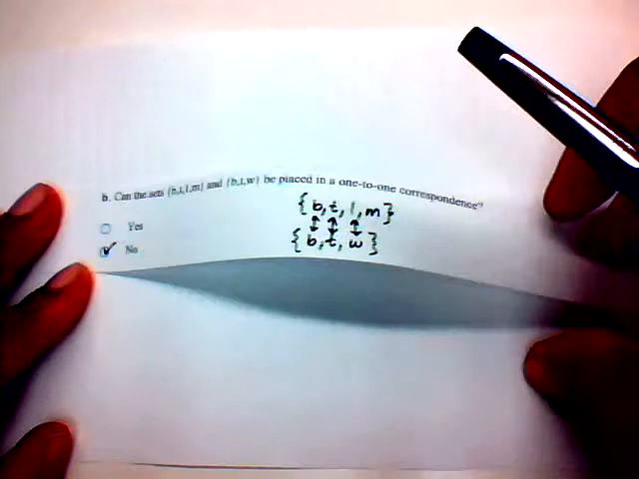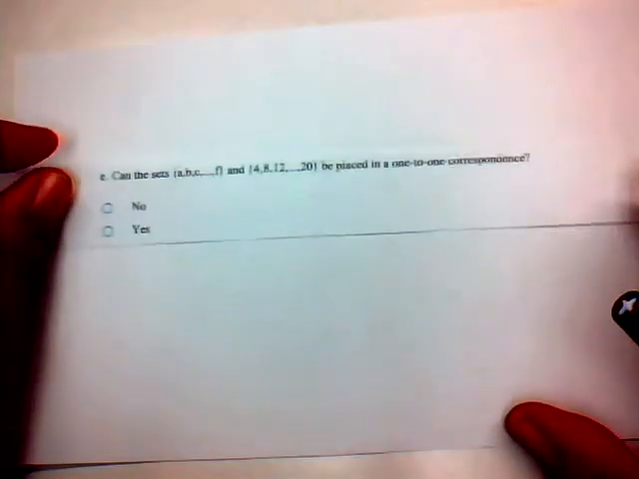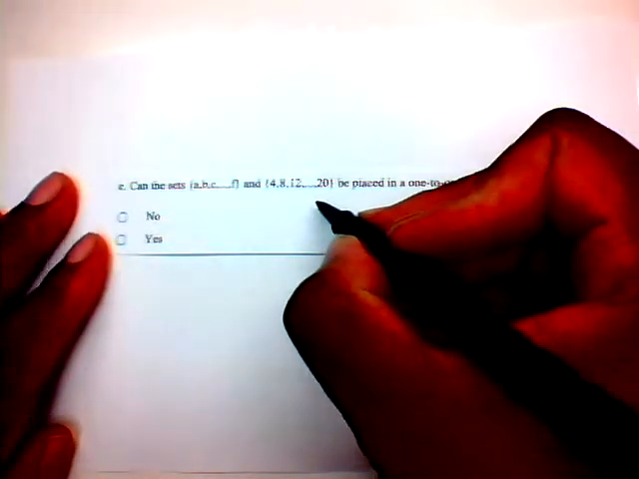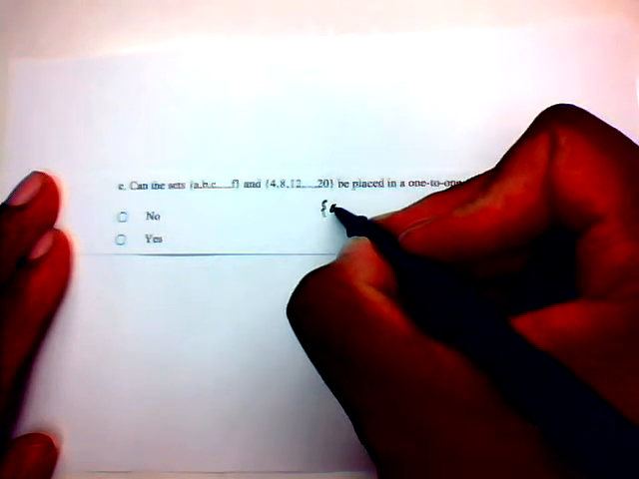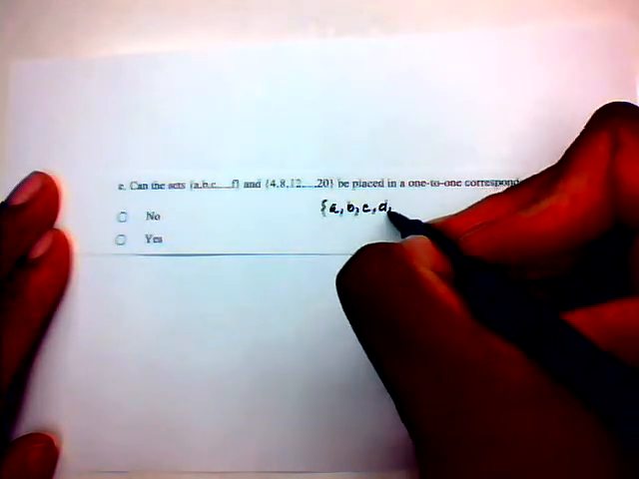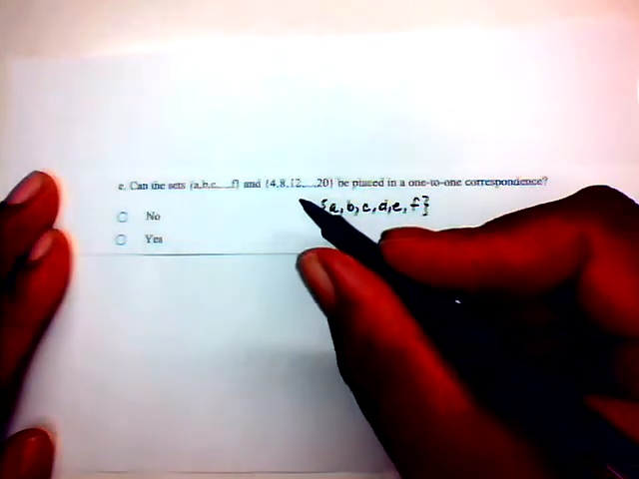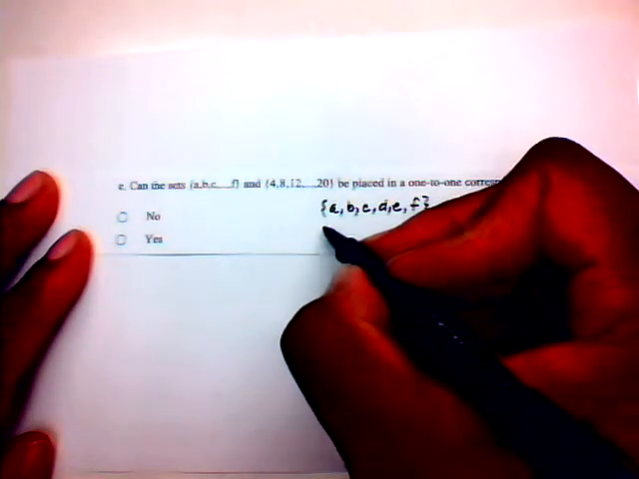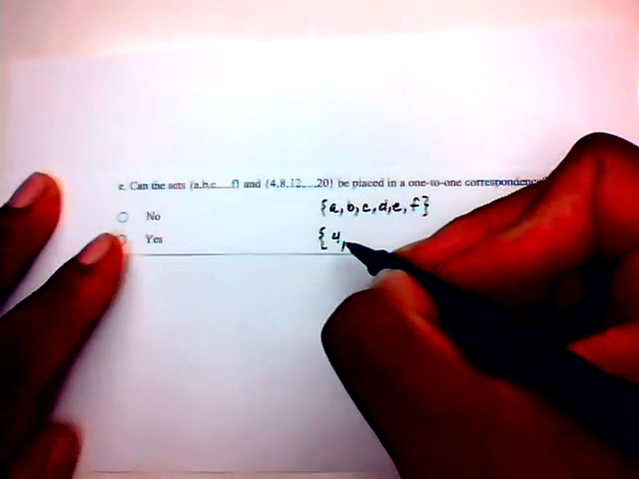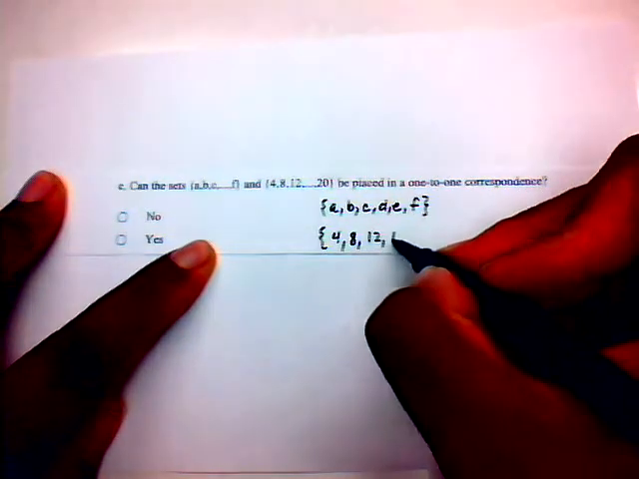Now part C. Can the sets A, B, C continuing on up to F and 4, 8, 12 continuing on up to 20 be placed in a one-to-one correspondence? Now I'm going to write this first one as this. A, B, C, D, E, F, because we go up to F. And then the other one, 4, 8, 12 continuing up to 20. These are just multiples of 4, so this will be 4, 8, 12, 16, 20.